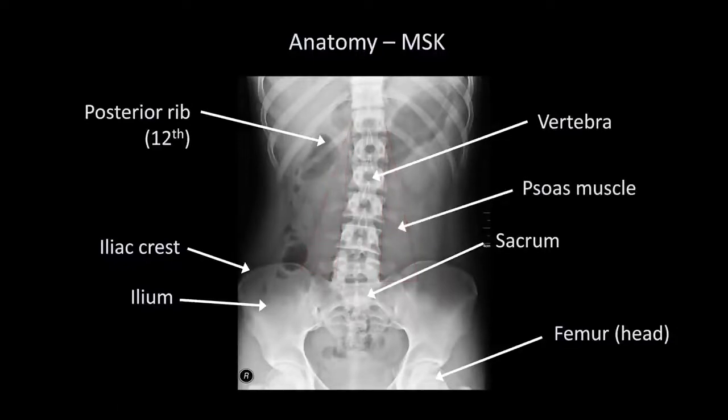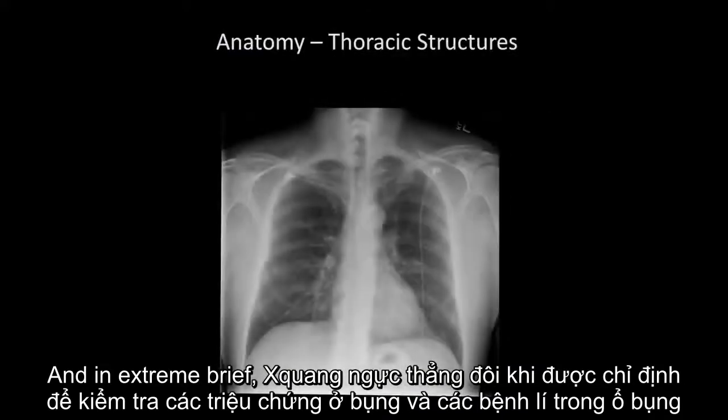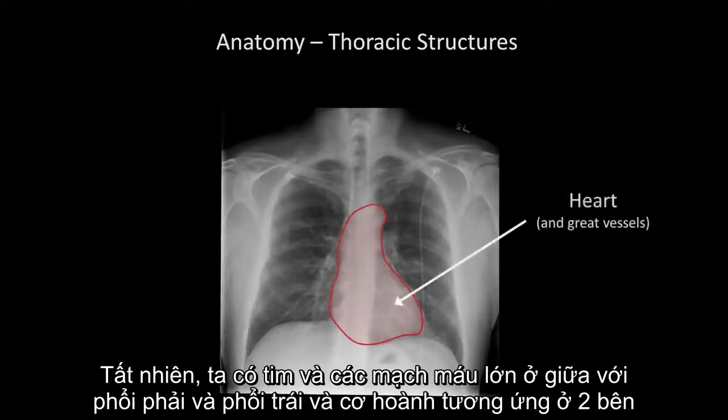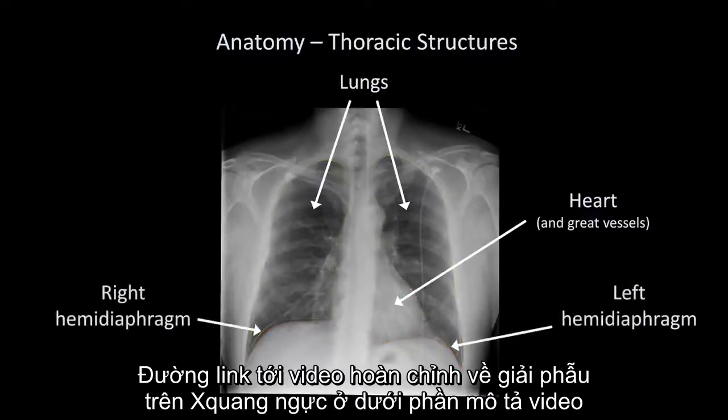And in extreme brief, since upright chest films are occasionally ordered for the evaluation of abdominal symptoms and intra-abdominal pathology, we of course have the heart and great vessels in the middle, with the right and left lung and the respective hemidiaphragms on either side. There is a link to a complete discussion of chest X-ray anatomy in the video description.